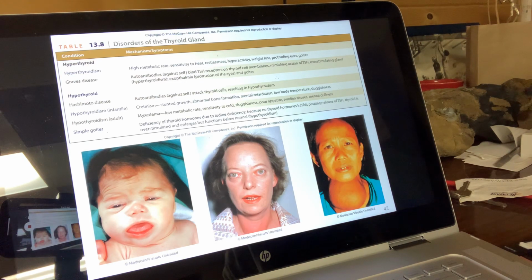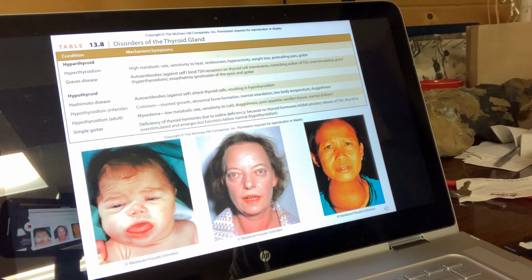Several conditions related to abnormal thyroid are very common. Hyperthyroid means an overactive production of thyroid hormones. There's 2 major causes of it. First, and the most common, is what's called Graves' disease, where you have antibodies against the thyroid that actually bind to the TSH receptors, fooling the thyroid follicles into releasing more thyroid hormone than they normally would.